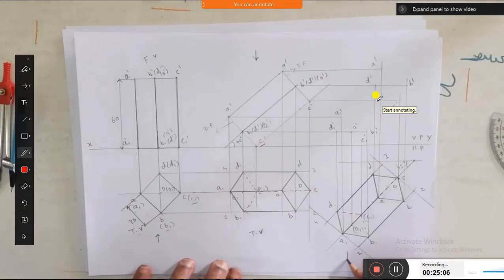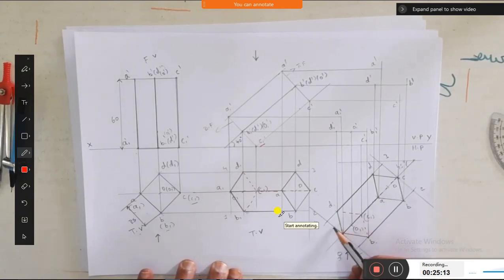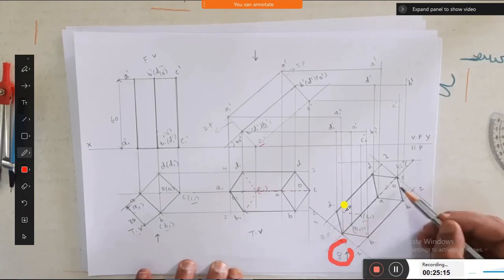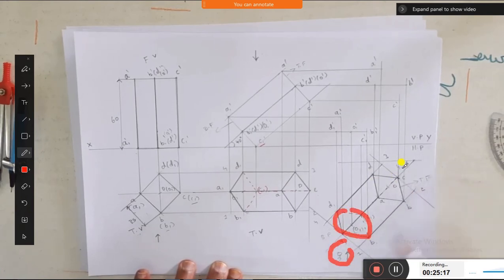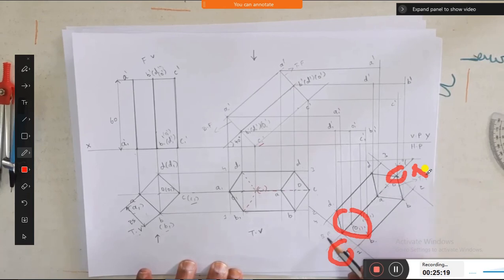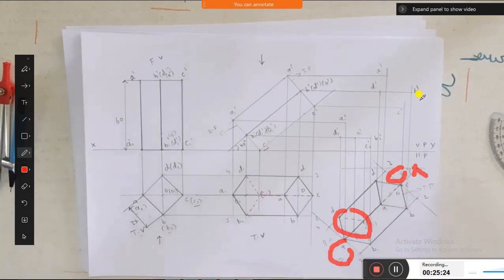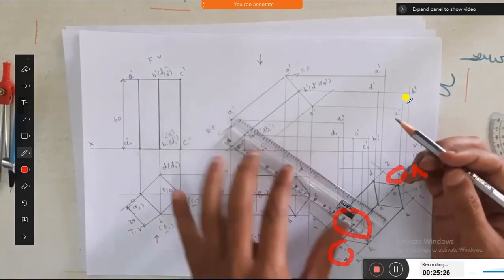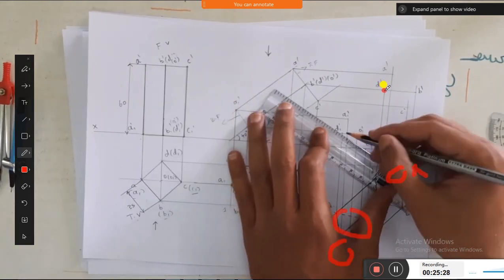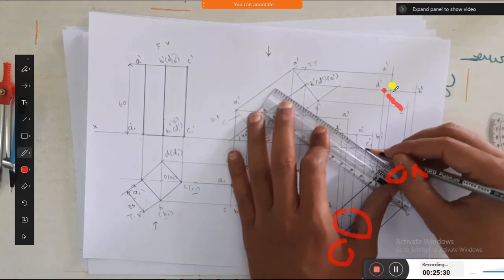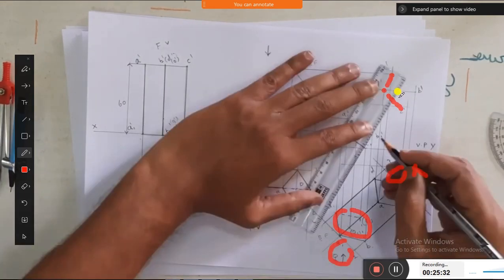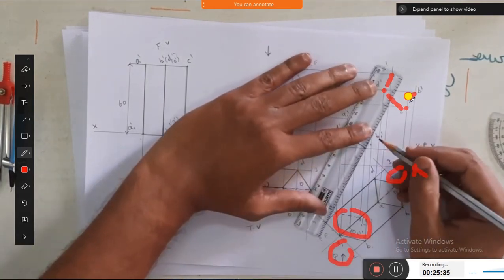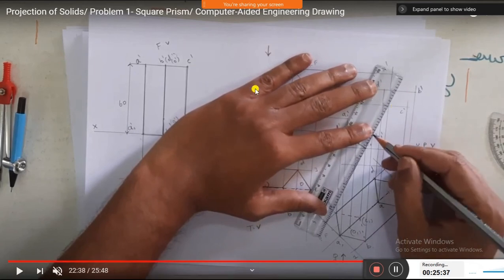So if you see from the top, the bottom face is visible completely. If you see from here, this face is completely visible and this is not visible. That's why here the C to D is a dotted line, and this is also a dotted line, and this is also a dotted line. Then you have to reconstruct.